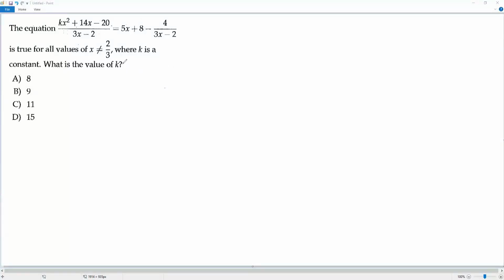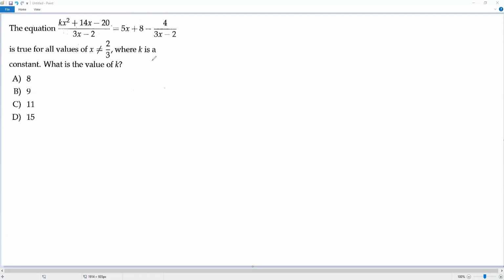Here we have a SAT math problem. Okay, let's go over the question. The equation (kx² + 14x − 20)/(3x − 2) = 5x + 8 − 4/(3x − 2) is true for all real values of x except x = 2/3. Where k is a constant, what is the value of k?